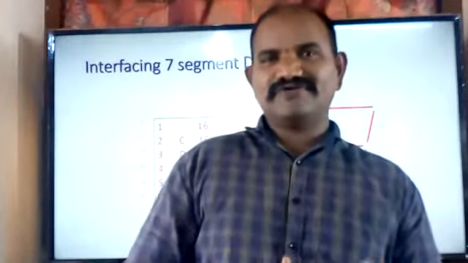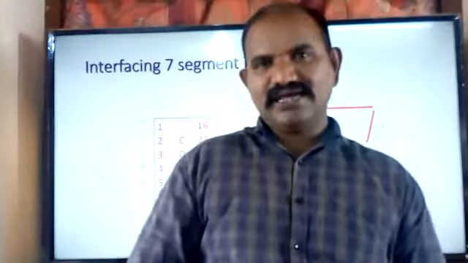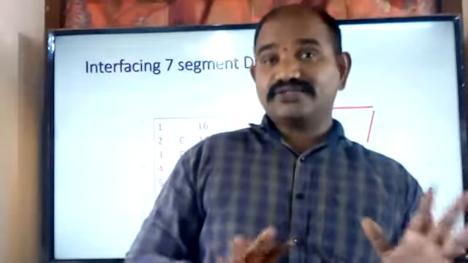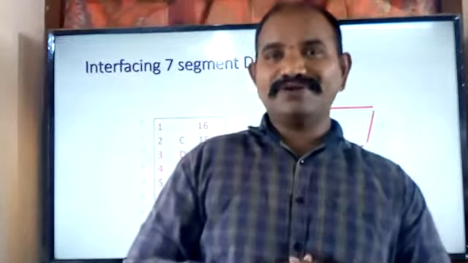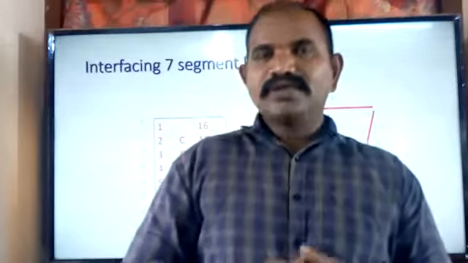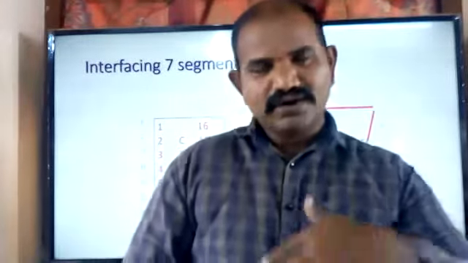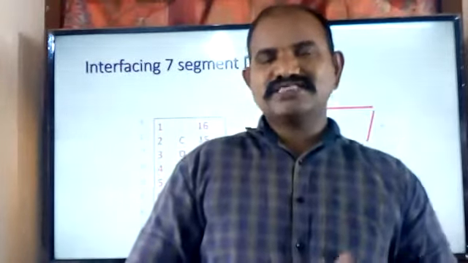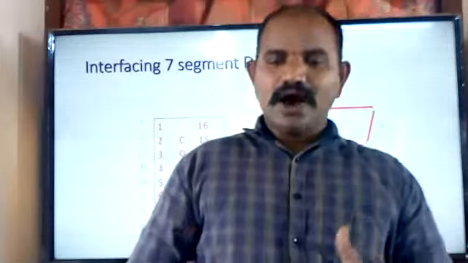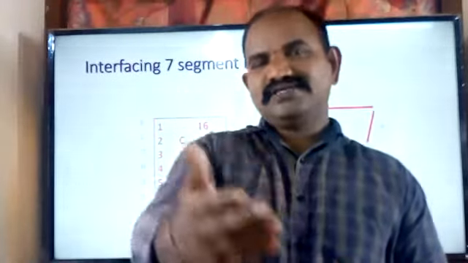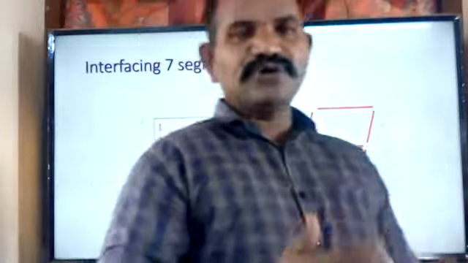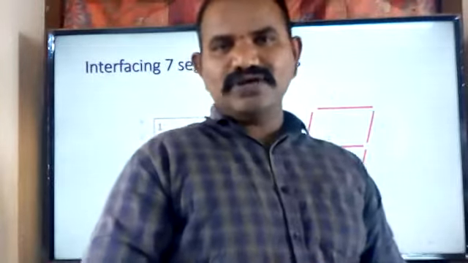If the information is available in the active high signal format, then you are supposed to go with the common cathode. If the information is available in the active low format, you are supposed to go with the common anode. That purely depends on how the output information is available for the 7-segment display. Depending on that requirement, we may choose the common cathode or the common anode 7-segment display.